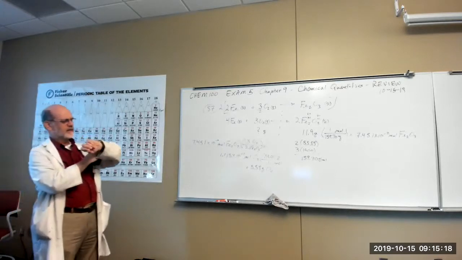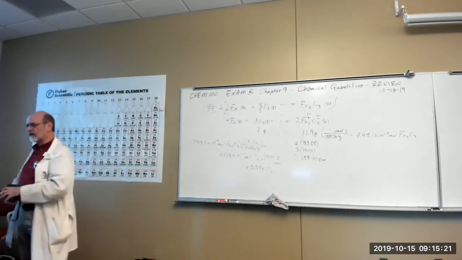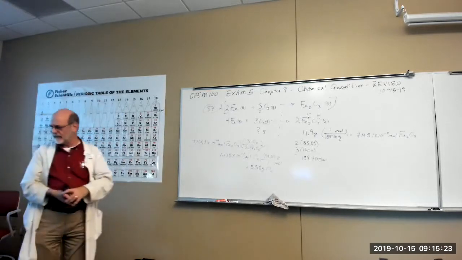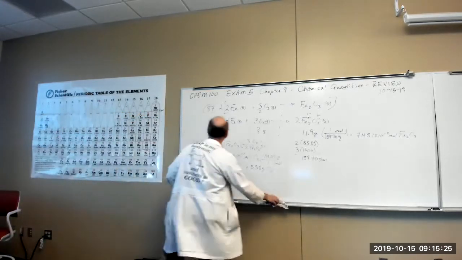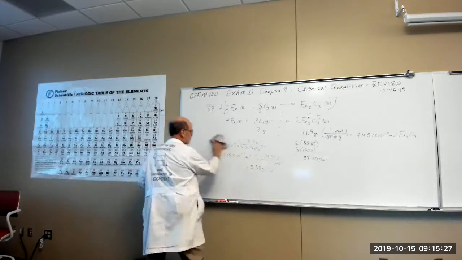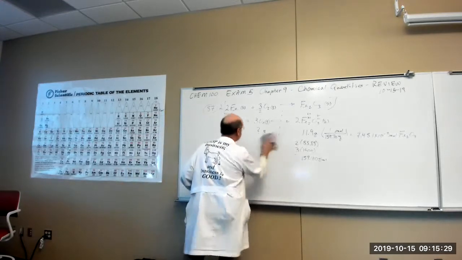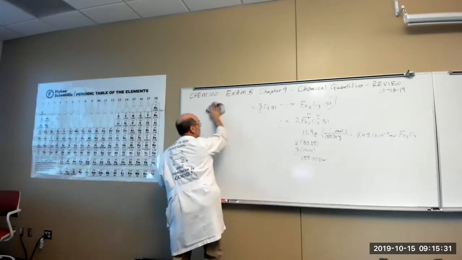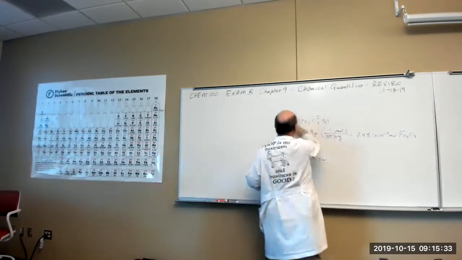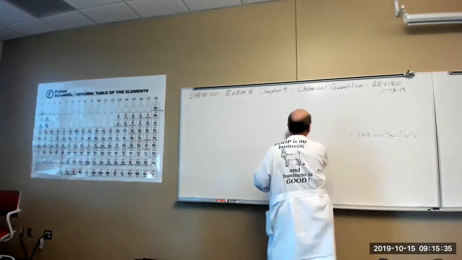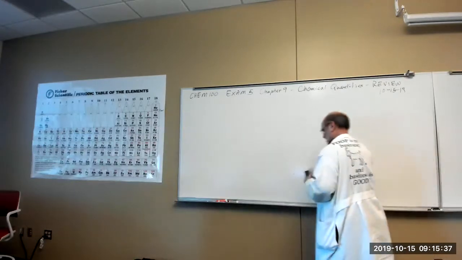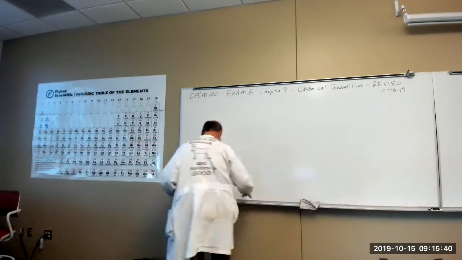How are we doing on time? 9:15. We go to 9:40, don't we? Okay. Okay. Are there any others in there? I can start making them up as we go along. Starting to run out of markers.